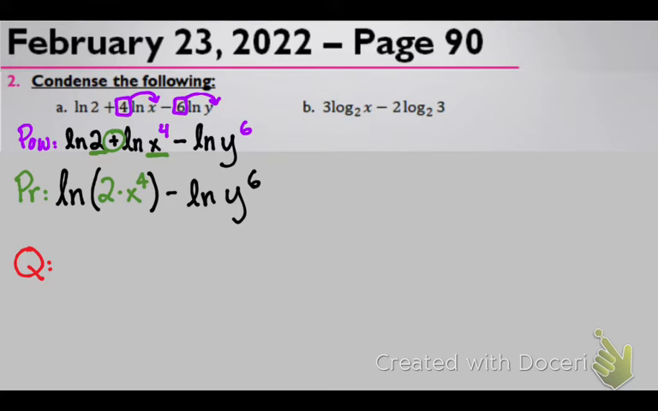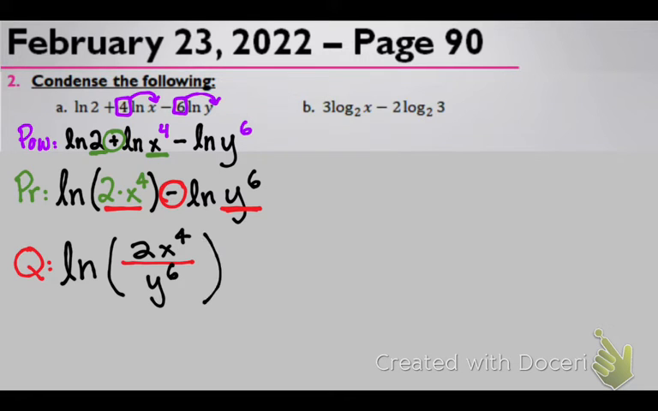What symbol tells me if I need to use my quotient rule? Subtraction. And I see a subtraction sign. So subtraction tells me I will have a quotient. I know that a quotient is something divided by something. So I know I'm going to want to divide those arguments. I have natural log of 2x to the 4th divided by y to the 6th.